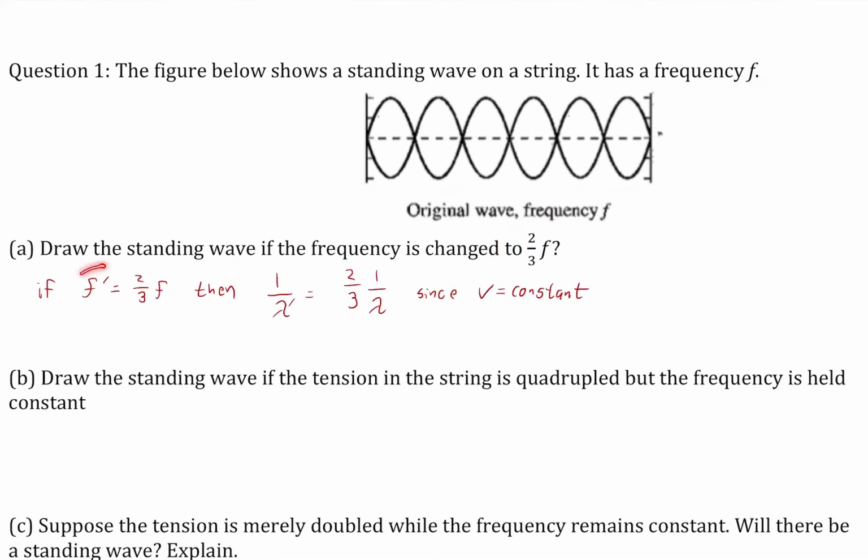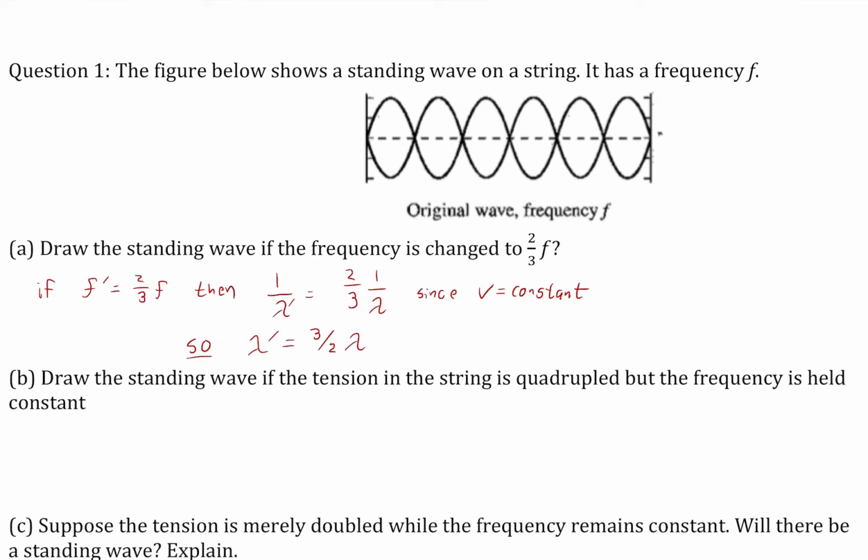Now we'll call that f prime, the new frequency. It's 2/3 of the original frequency. And then frequency, by definition, is the reciprocal of the wavelength. And so then we can rewrite this as the reciprocal of the new wavelength equals 2/3 times the reciprocal of the original wavelength. We know that the velocity is a constant because nothing about the string has changed, neither its tension nor its linear density. That's why we're able to cancel it out. And so that means that the new wavelength is 3/2 the original wavelength. See that? So changing the frequency by 2/3 is the same as changing the wavelength by 3/2.